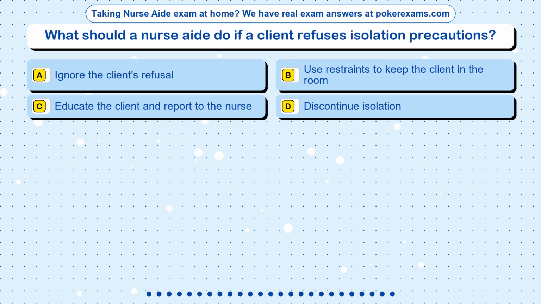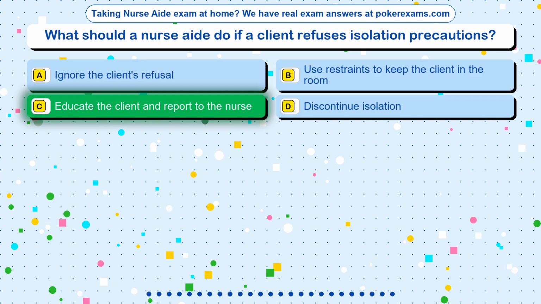Question 10. What should a nurse aide do if a client refuses isolation precautions? Option A. Ignore the client's refusal. Option B. Use restraints to keep the client in the room. Option C. Educate the client and report to the nurse. Option D. Discontinue isolation.